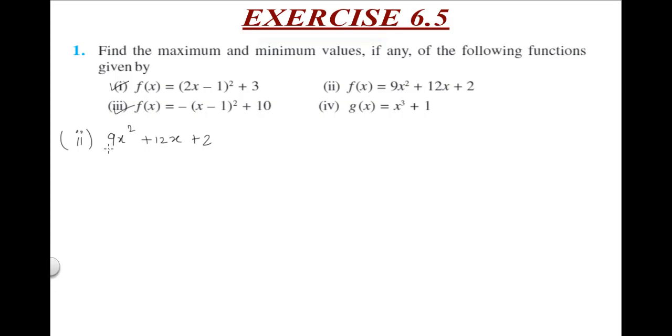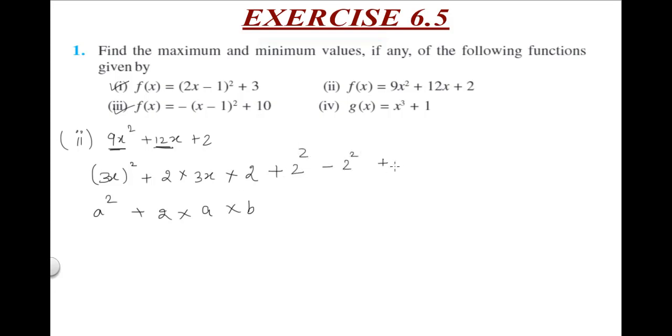So what I see is this is 3x whole square, plus I can write 2 into 3x. Now I have a square plus 2 into a. So what should be b so that it becomes 12x? Now we have 2 into 3x is 3x. So 3x should be multiplied with 2. So the value of b is 2 here. So we will just add square of 2 and subtract square of 2 plus 2 we have.